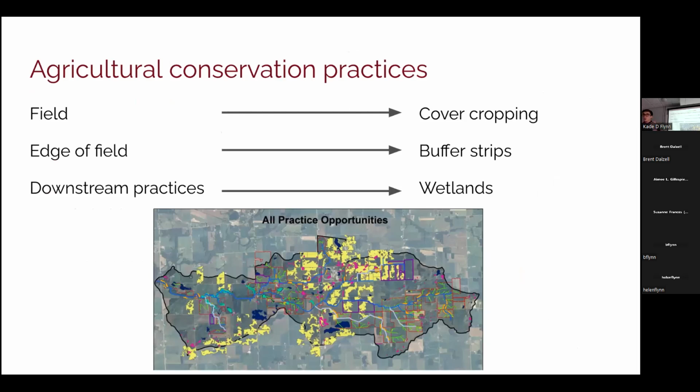One way to address the issue of nutrient loss is to implement conservation practices on these agricultural lands. These can be field practices such as cover cropping, which have been shown to reduce nitrate leaching, edge of field practices like the installation of buffer strips to reduce sediment and phosphorus loss from stream banks, or downstream practices, including the installation of wetlands to intercept these nutrient-rich waters before they're exported further downstream to these more environmentally sensitive areas. The map at the bottom of the slide is an output from a geospatial tool called the Agricultural Conservation Planning Framework, or ACPF.